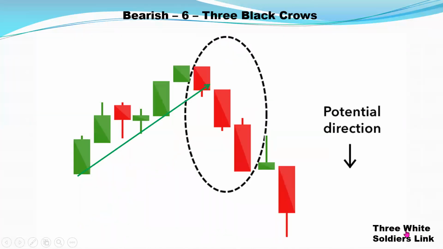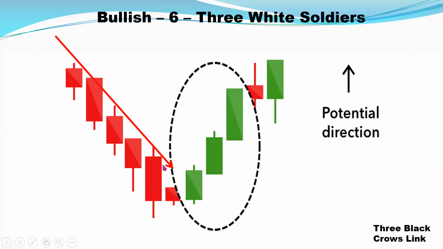Like in the bullish, we had three white soldiers. In the bearish, we have three black crows. So three consecutive days, the size of the candles are increasing: small, medium size, and big size. They all are continuously telling me the market is going to fall.